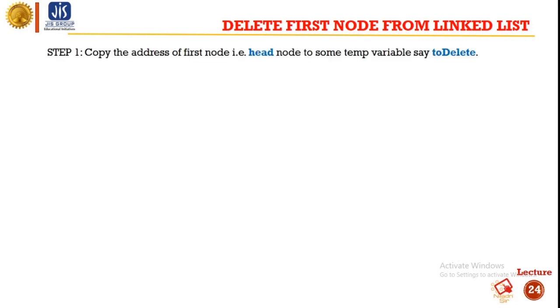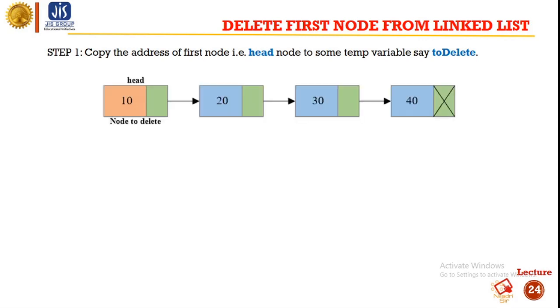So let's check how a node can be deleted, or how the first node of a list can be deleted. Okay, so step one is to copy the address of the first node, that is the head node, to some temp variable, say toDelete.